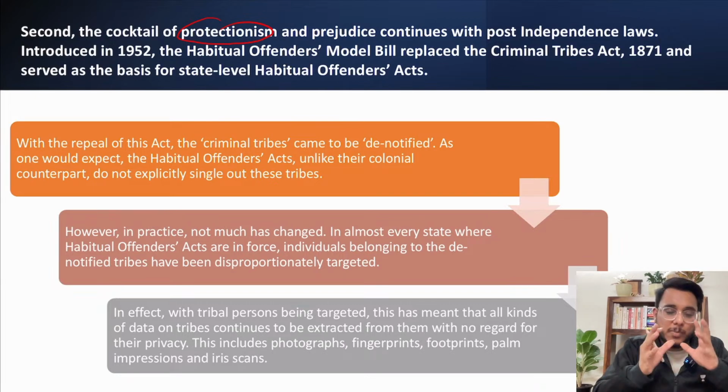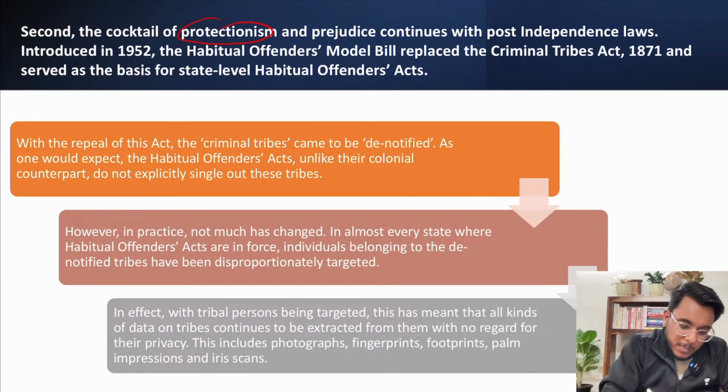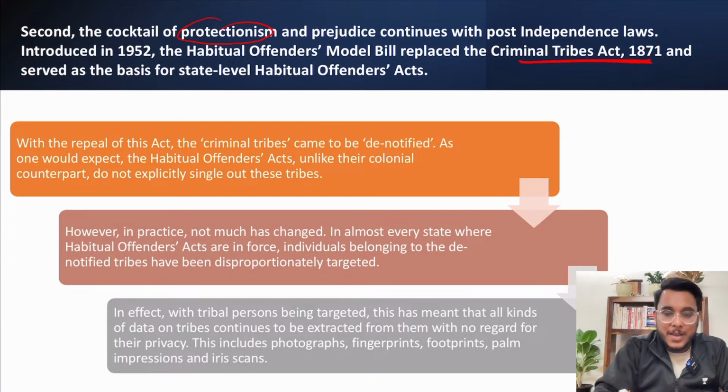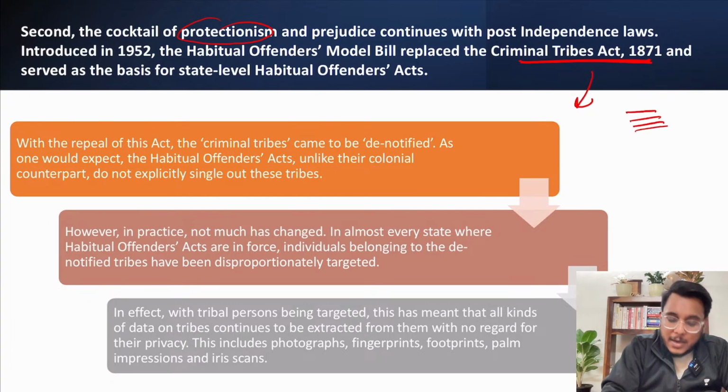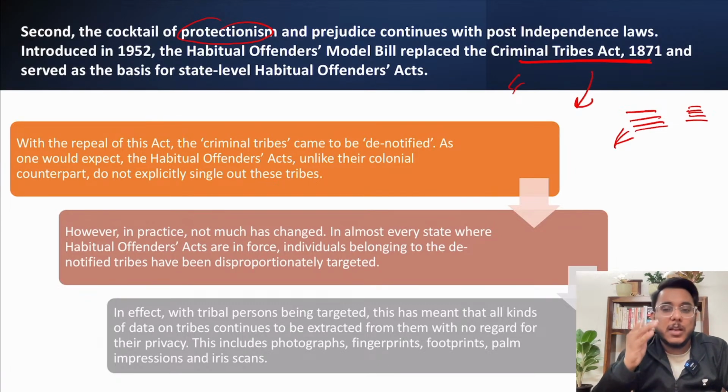Now I want to give you a special reference here, that is the Criminal Tribes Act of 1871. What is this Criminal Tribes Act? As per this act, it was believed that certain tribes are born criminals, and when even a child was born in those tribes, an FIR was to be lodged in the local police station. So certain tribes were believed to be criminal by birth. This act was instituted in the British era.